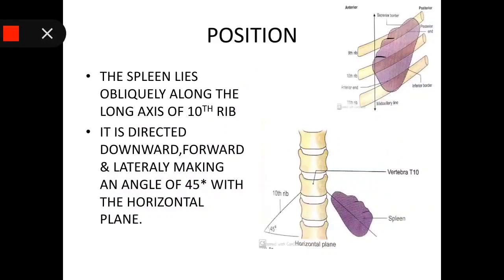Position. The spleen lies obliquely along the long axis of 10th rib. It is directed downward, forward, and laterally, making an angle 45 degree with the horizontal plane. This is the axis of spleen and this is the horizontal plane. So this angle is 45 degree.